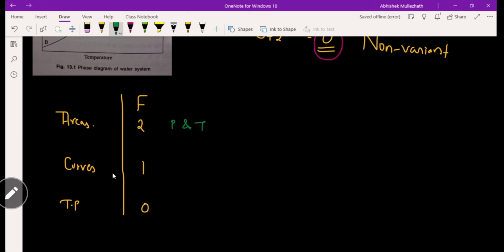If the system is present on the curves, then you will require either pressure or temperature to define that system. So, hence, the system would be monovariant at that point. And at the triple point, neither pressure nor temperature is required, because the triple point is present only once in the phase diagram of the water system. Hence, you can directly point out the triple point, where all the three phases are in equilibrium, and directly say that my system is at the triple point. Hence, neither pressure nor temperature is required to define that particular system.